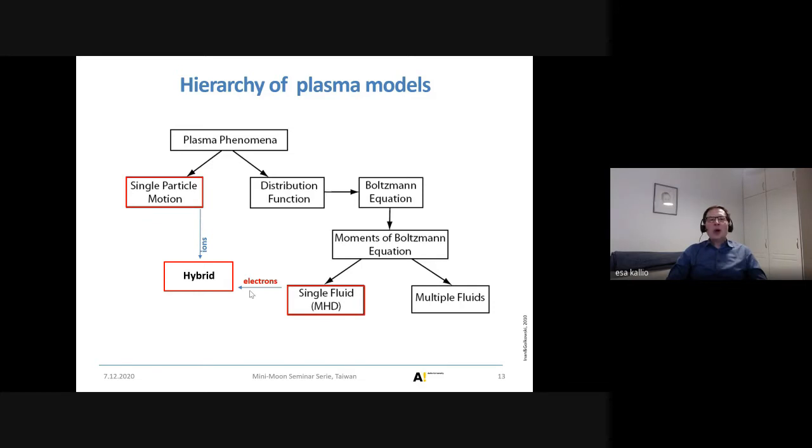Actually, when I talk about the global simulation, I will tell about the hybrid simulations, when ions are treated as single particles, but electrons are treated as a fluid. And the name implies that there are two kinds of approaches. Then also I will tell about the full kinetic, where both electrons and ions are treated as particles.